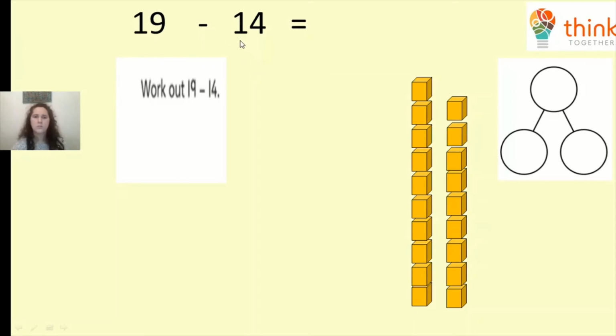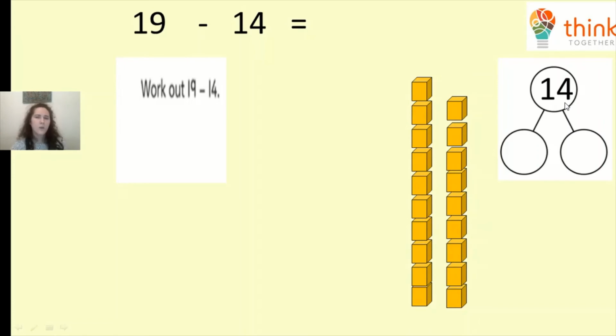Do I need to get 14 blocks and put them next to that? No, well done. That would be adding, and we are taking away today. So I now need to take away 14. Now 14 is that very, very big number, and I want to make this easier. So we're going to partition 14. I'll put that in my part-whole model.